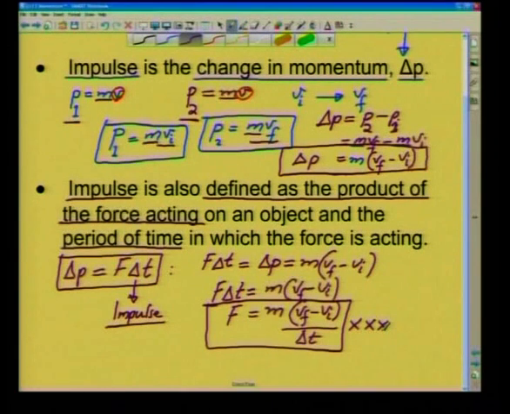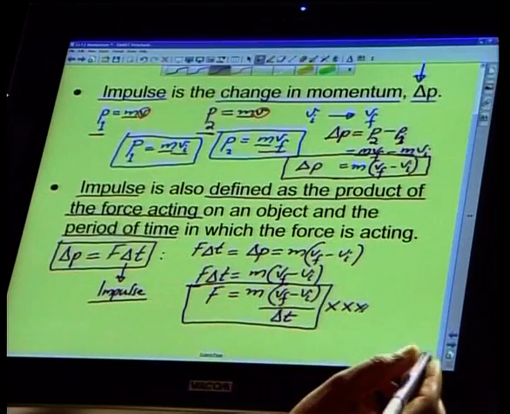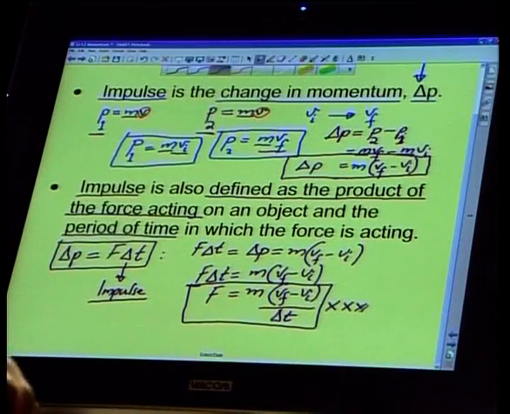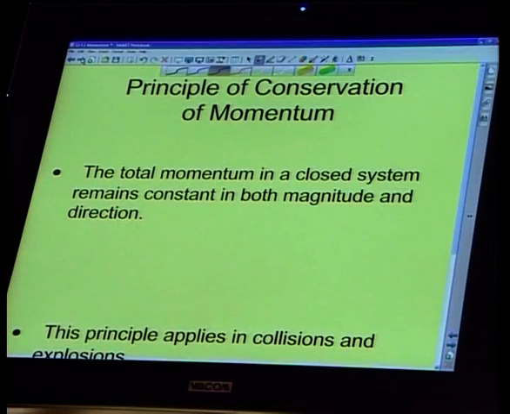Understand all these things: the impulse being change in momentum, delta P, and the fact that mass is not necessarily the thing that is changing in usual cases. We're looking at the change in the velocity of the object. So that is mainly what you need to understand here. Let's move on. Now let's talk about the principle of conservation of momentum.